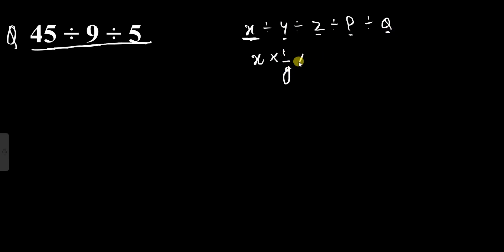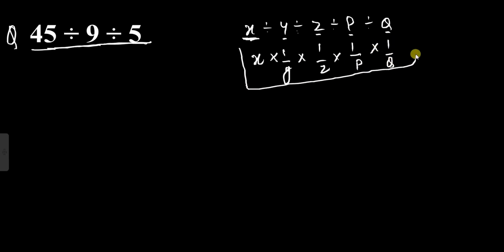So 1 by d, then instead of division, multiply by 1 by z, then multiply by 1 by p, and so on. This is how you solve it in this format. We do the same thing here.